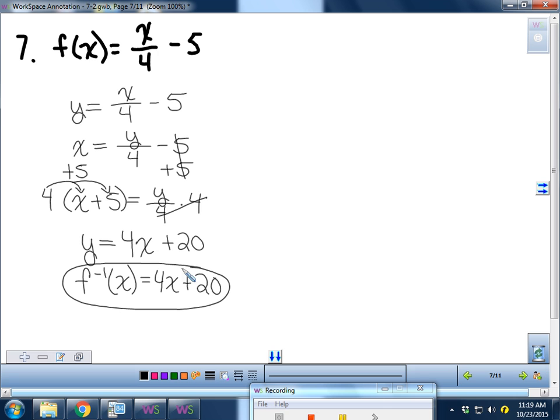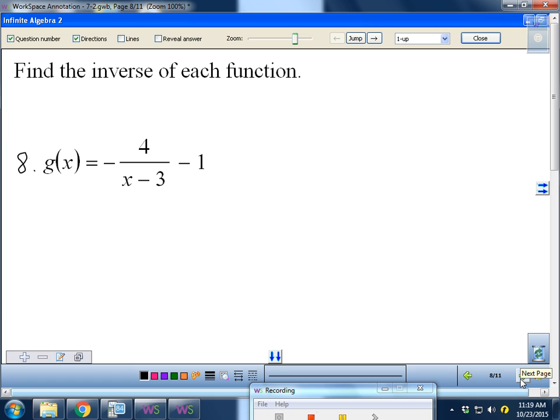Honestly, the only thing new to you in this lesson should be switching the x and the y. Okay? Everything else is just Algebra 1 material for solving for a variable. All right? So let's do a couple that are kind of like number 5 for you. All right, we're going to throw in a g of x. Remember, g of x, same thing as f of x, just a different letter. It still represents a function.